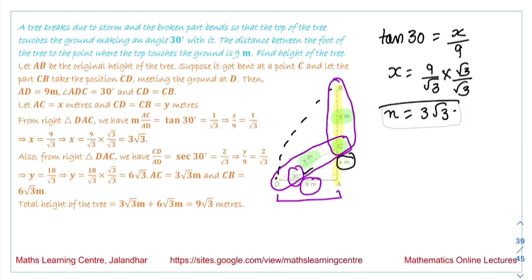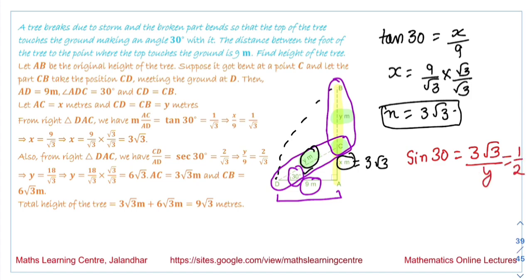This is the value of x that we get. This value we are saying it is 3 root 3. Next we want to calculate the value of y. So either we can use the Pythagoras theorem to find this, or we can use the angle we are talking about, sine 30, that will be equal to perpendicular over hypotenuse. The value of sine 30 we have, it is 1 by 2.